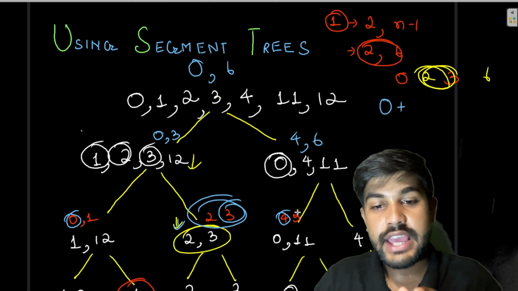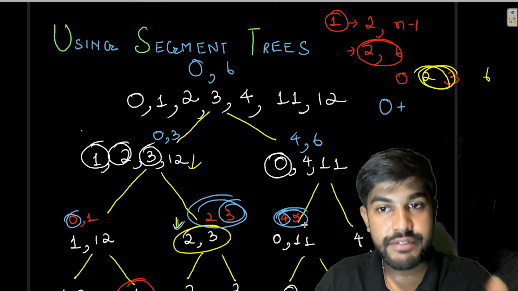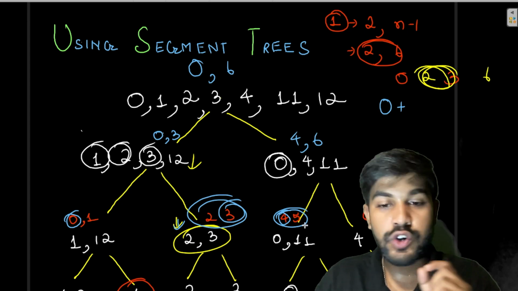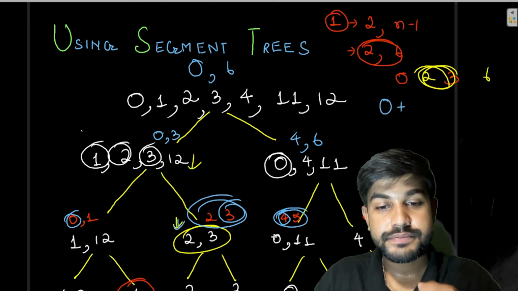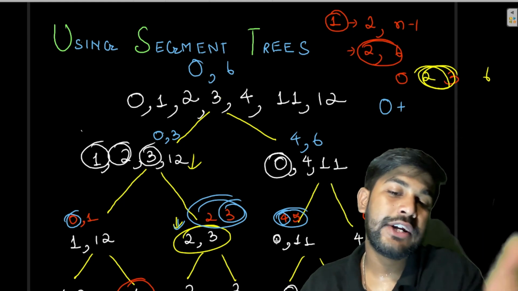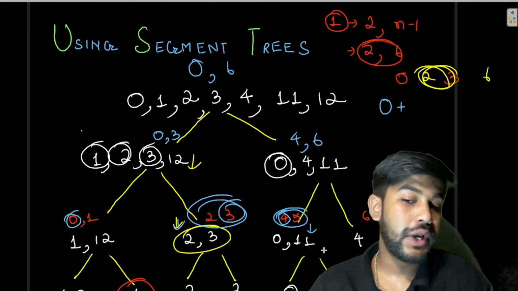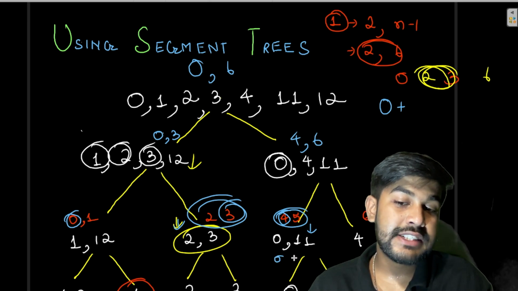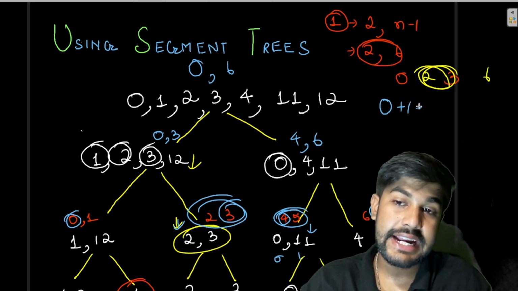Okay, then we have 4 and 5. 4 and 5 is also inside the range, so we would do a lower bound. Lower bound, if the occurrence is not present, it would point to the next greater element. That means it would point to 11. So the indexing of 11 is 0 and 1. That means 1 would get added to it.